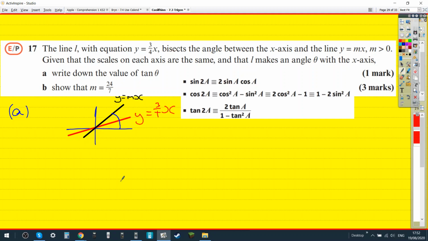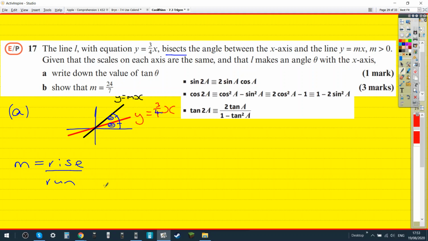I don't really know how to start. Bisects, what does that mean? Like cuts across. Okay, so it cuts this in half. Is that theta? And that theta? So what is tan theta? The angle divided by 2. The whole angle divided by 2.